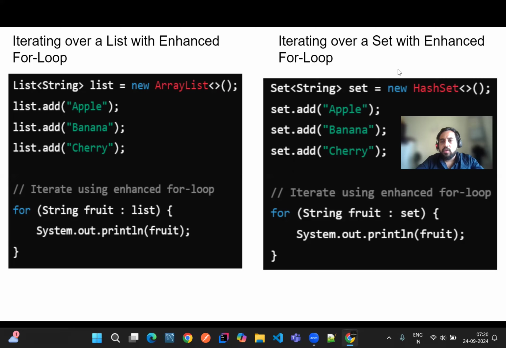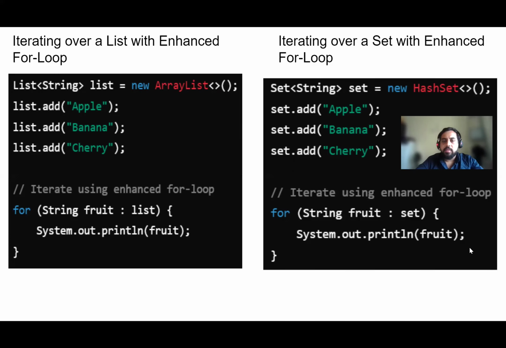Similarly, I can apply this for set. Here I created a hash set and I add these values. In a similar way, I'm passing the set here in the for loop to iterate one by one element.